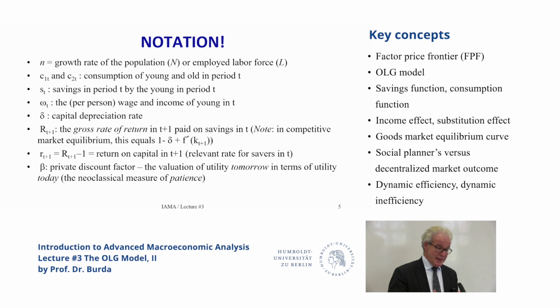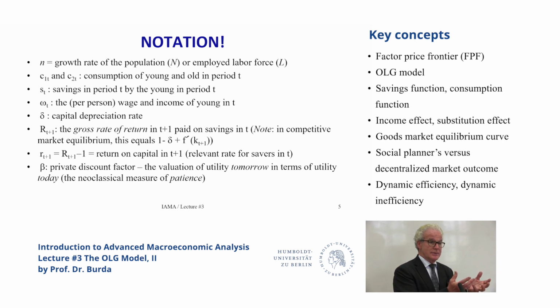It's a decentralized market, so we have a wage, and the wage is what the young people who supply 1 unit of labor get paid in a competitive market. And R, big R, capital R, is the gross rate of return, because when you're old and you save 1 unit of capital, you can trade in the 1 unit of capital back for consumption.